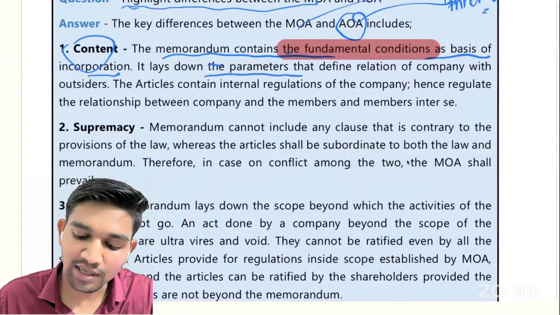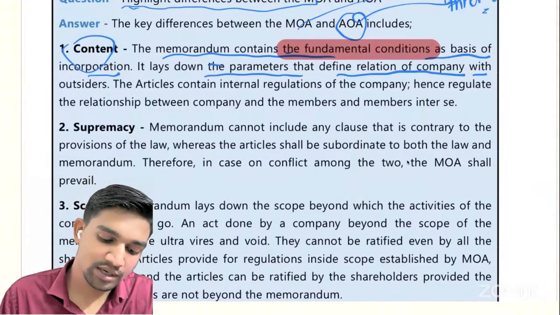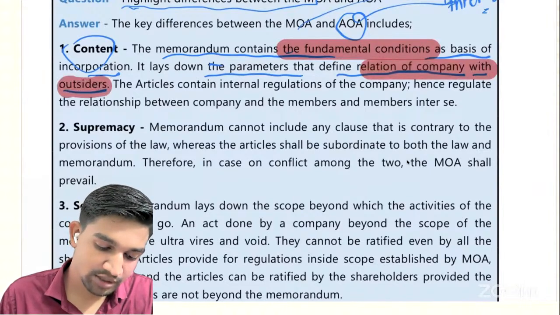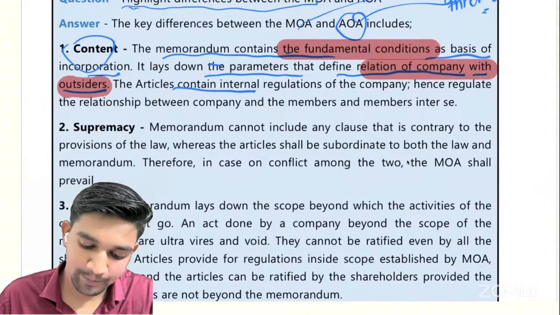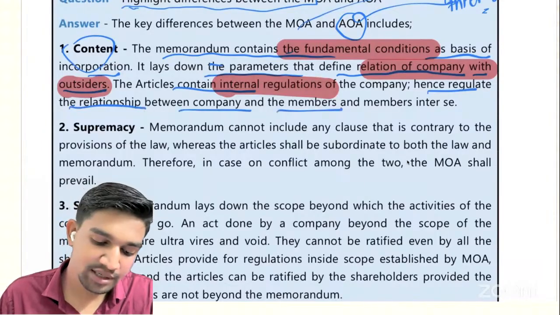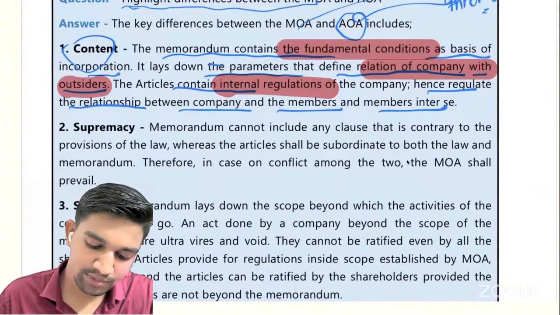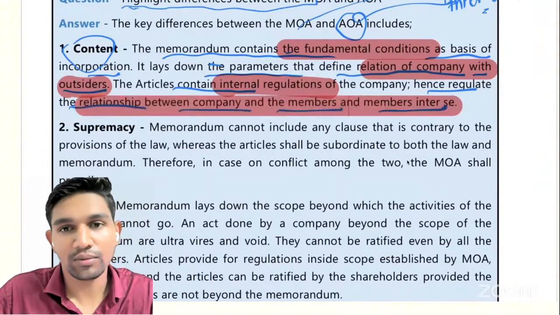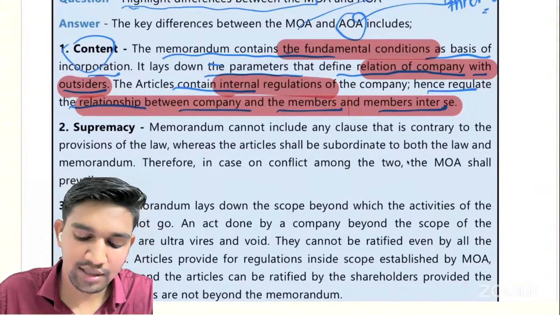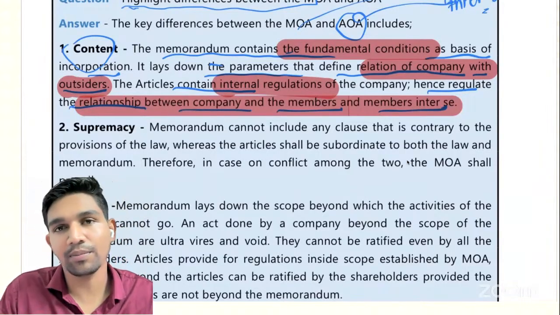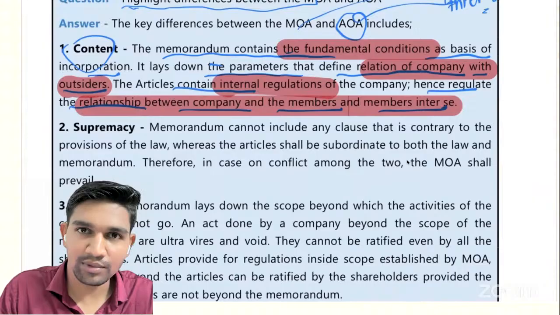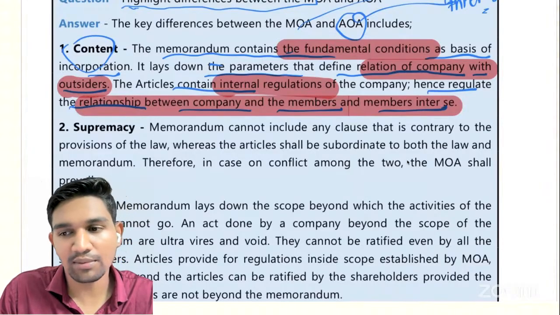It lays down the parameters that define the relation of a company with outsiders. It highlights the relationship of the company with the outsiders, whereas the articles contain the internal rules and regulations of the company and hence regulate the relationship between the company and the members, and members inter se. So when we talk about content, the memorandum contains the fundamental conditions as the basis of incorporation. It lays down the parameters that define the relationship between the company and outsiders, whereas AOA lays down the relationship between the company and members, and members inter se.